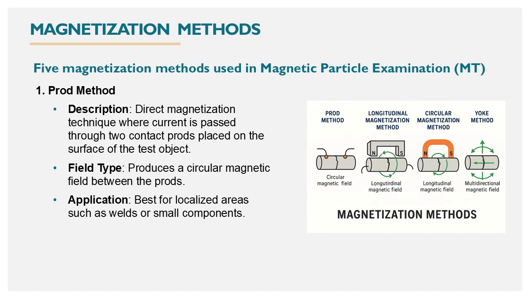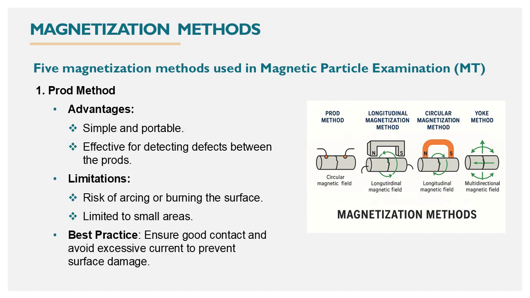This method is a direct magnetization technique where current is passed through 2 contact prods placed on the surface of the test object. The field type of this method is a circular magnetic field produced between the prods. This method is best applied for localized areas such as welds or small components. The advantages of the prod method include being simple, portable, and effective for detecting defects between the prods. The limitations include the risk of arcing or burning the surface, and being limited to small areas. The best practice of this method is to ensure good contact and avoid excessive current to prevent surface damage.